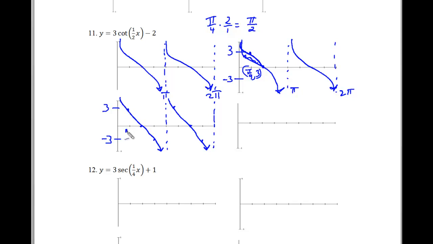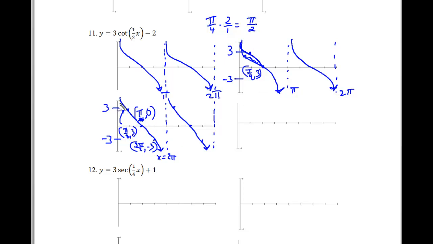This is going to be pi over 2, comma 3, that point right there. And this is going to be pi, comma 0. I almost made a denominator there. Since this is pi over 2, this is pi. This is going to be 3 pi over 2, comma -3. And then this asymptote line is going to be x is equal to 2 pi instead of pi, because we're actually slowing down the line so we actually get there in twice as much distance.